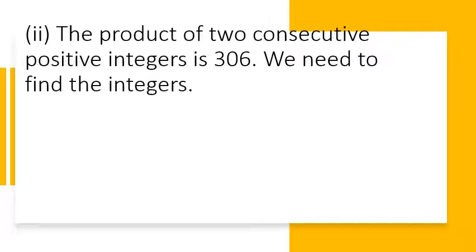Now let us see. The product of two consecutive positive integers is 306. We need to find the integers. You have to know this word consecutive. Now children, if one number is 3, the next consecutive number will be 4. That is, adding 1, we get the next consecutive number. So if one number is x, then the next number will be x plus 1, or before that, the number will be x minus 1. So this is what we call consecutive numbers.